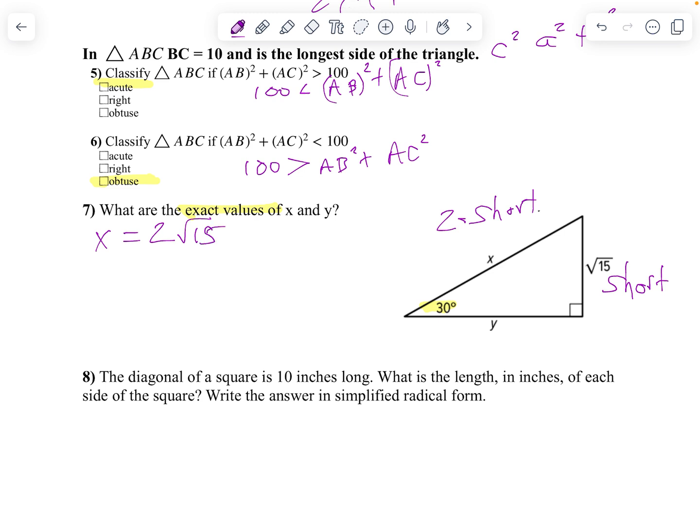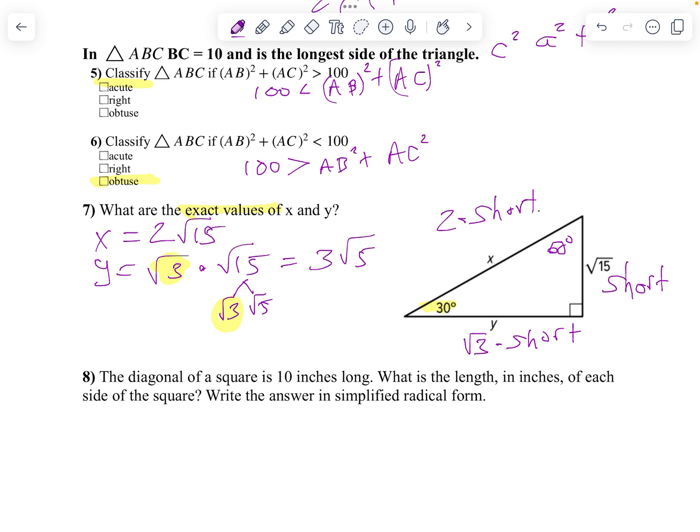Now, y is opposite the 60-degree angle. So that's the square root of 3 times your short side. In other words, y is the square root of 3 times the square root of 15. We want to simplify that. Well, 15 is the square root of 3 times the square root of 5. So the square root of 3 times the square root of 3 is 3. So we get 3 square root 5.